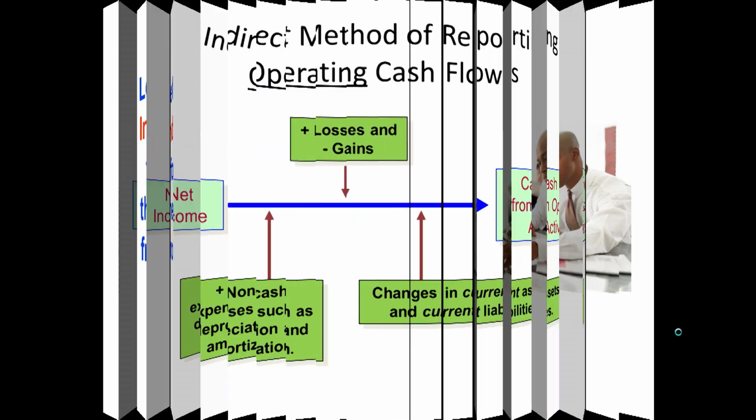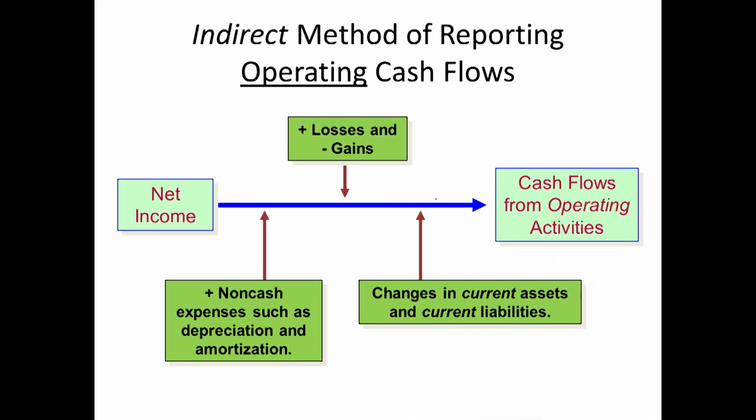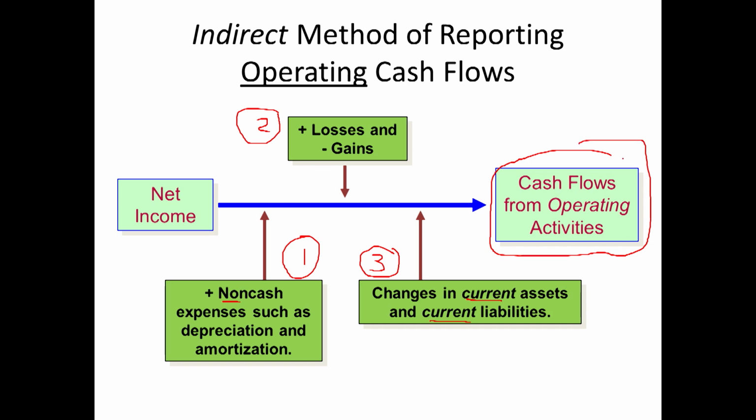And then we talked about how you start off with net income, which is from the income statement, which is prepared on the accrual basis. And we do these three things to it, right? We add back our non-cash expenses. We handle our losses and gains. And then we analyze the changes in our current assets and current liabilities. And the ending result will be cash flows from operating activities prepared under the indirect method, okay?